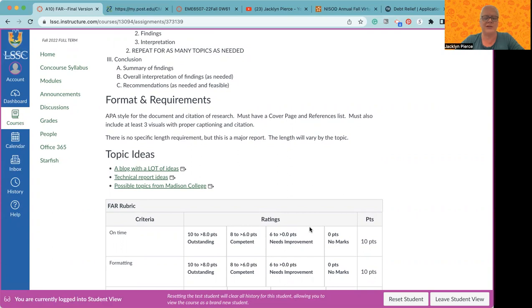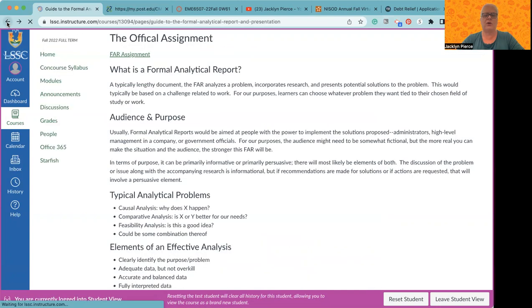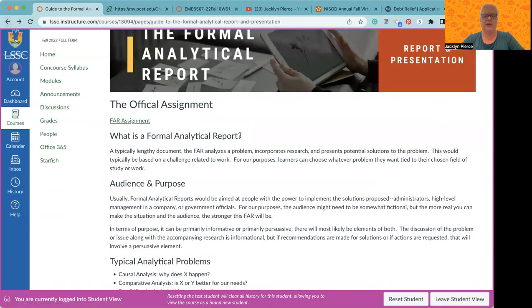And so there is no specific length, but it's a major report, so it definitely needs to be longer than a couple of pages. The length is going to vary by the topic and, of course, how many visuals and things like that you have. I'm not going to click on these right now, but there are some links in the assignment that have some ideas for topics. So feel free to use those and to explore those before choosing a topic.